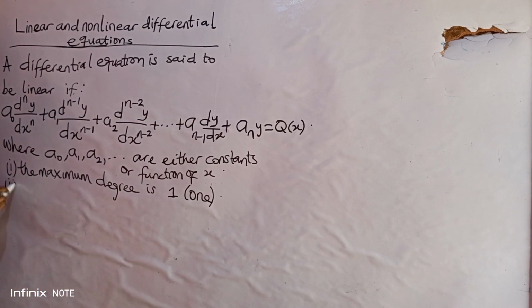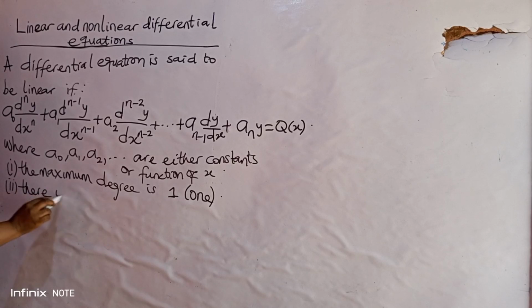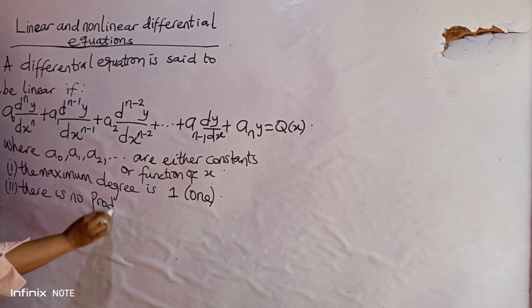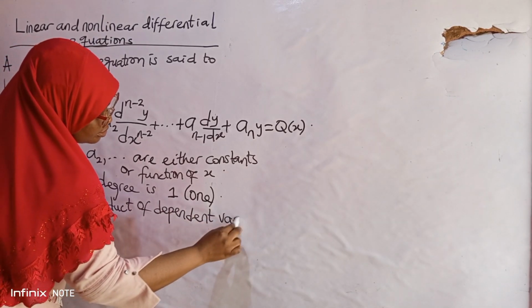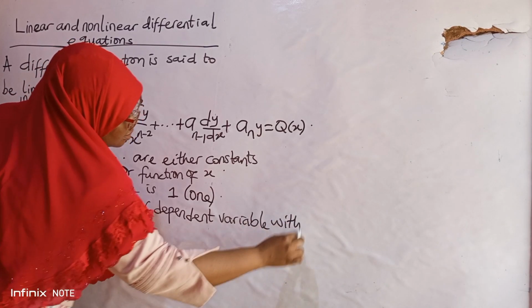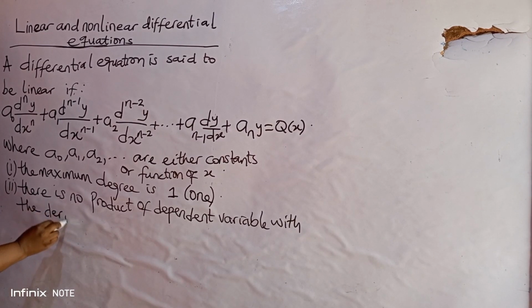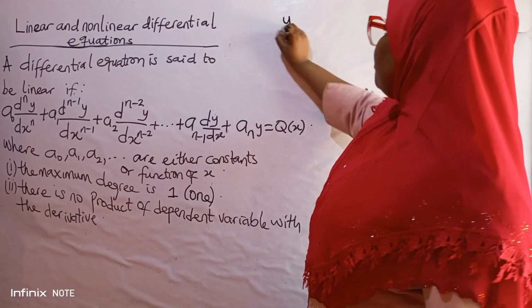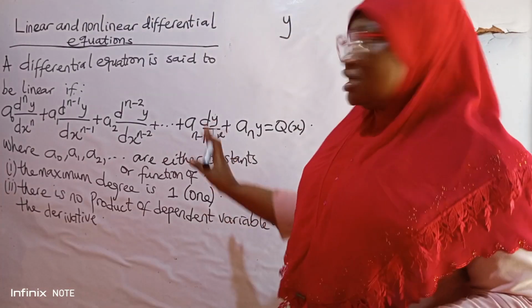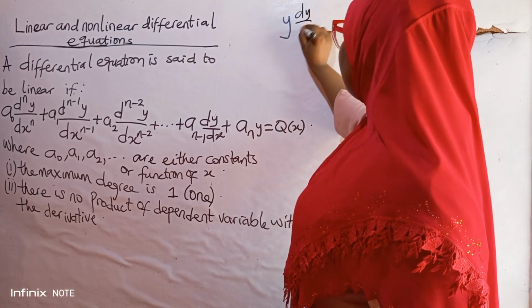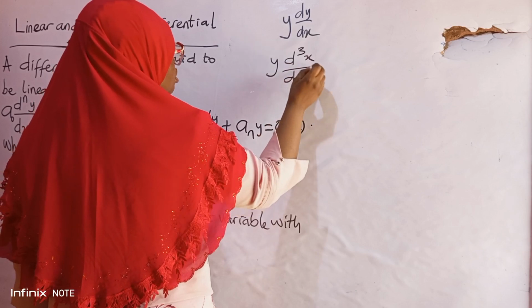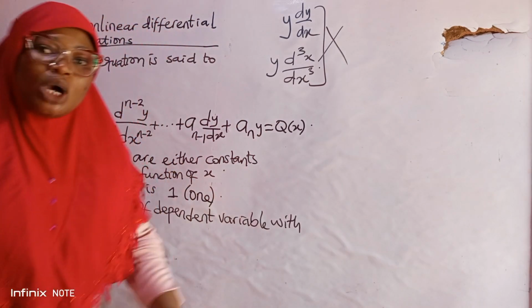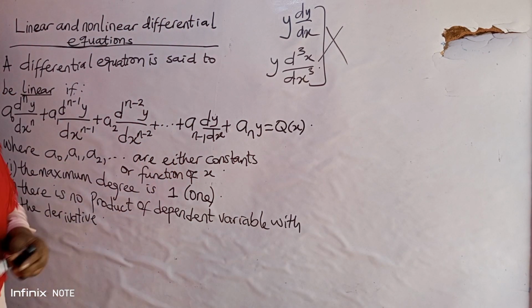The other one is that there is no product of the dependent variable with the derivative. For a differential equation to be linear, you cannot have the product of the dependent variable y with any of the derivatives. You cannot have it with dy/dx, or with d³y/dx³, and so on. All these are not allowed in a linear differential equation.